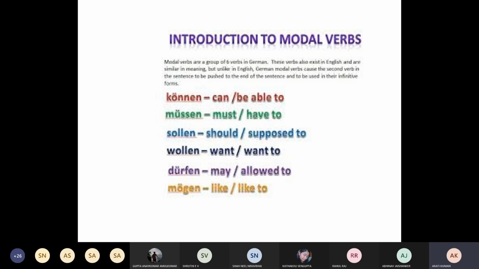Und schreiben. I can read and write in German. Ja, ich kann auf Deutsch lesen und schreiben.